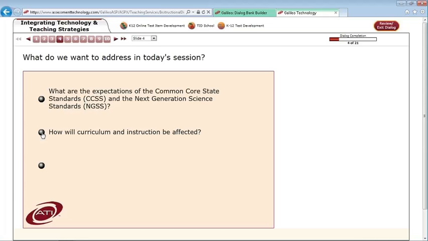The second thing we want to talk about today is how curriculum and instruction will be affected by moving to these new standards. What will be the expectations? How can we meet those expectations? And what tools and resources can we employ to do that? The third thing we want to talk about today is why collaborative technology is the solution to this. Again, we're going to have some demonstrations, some examples throughout the presentation today to show you how collaborative technology can be an asset as you move to Common Core curricular instruction.